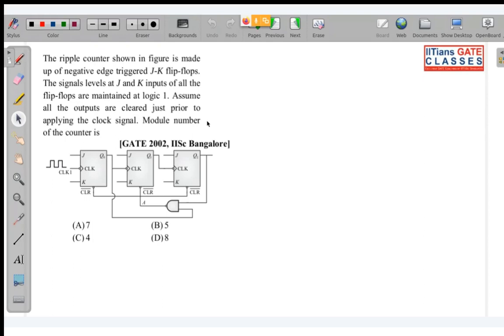Sir, module number. What module number? Array mod number, that is mod. What will be the mod? Mod means module.